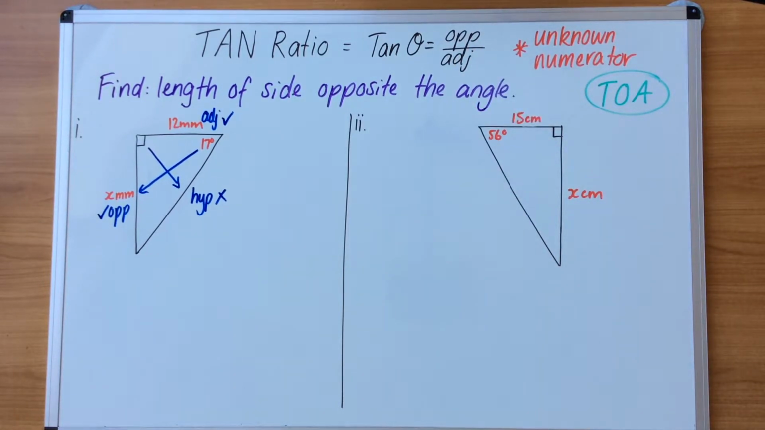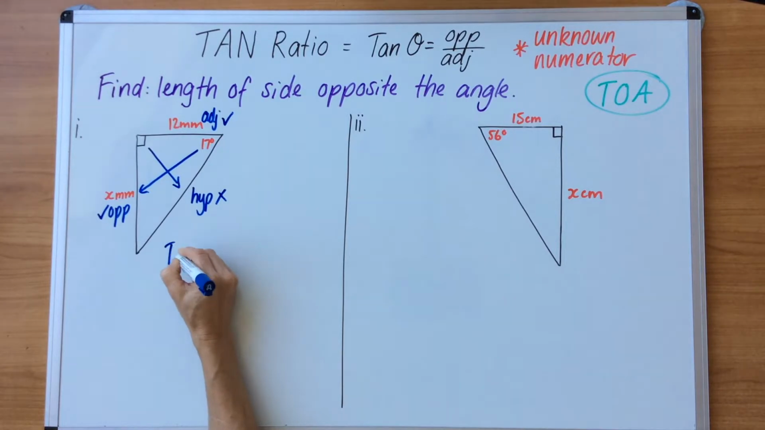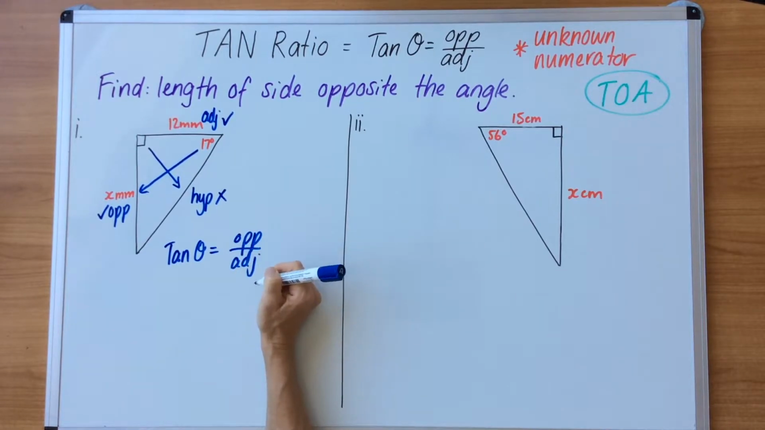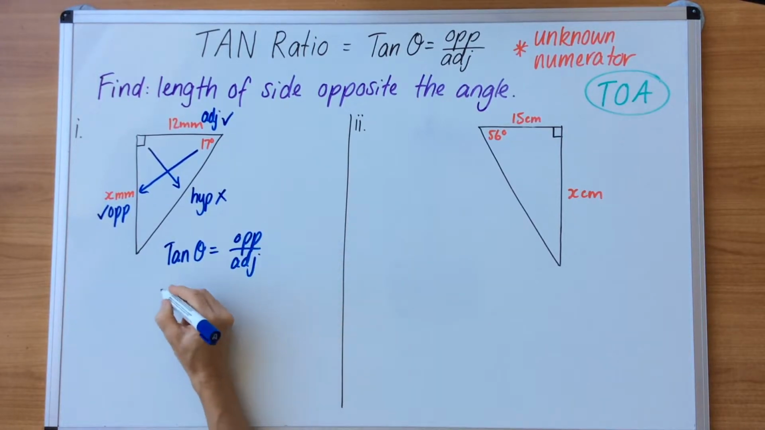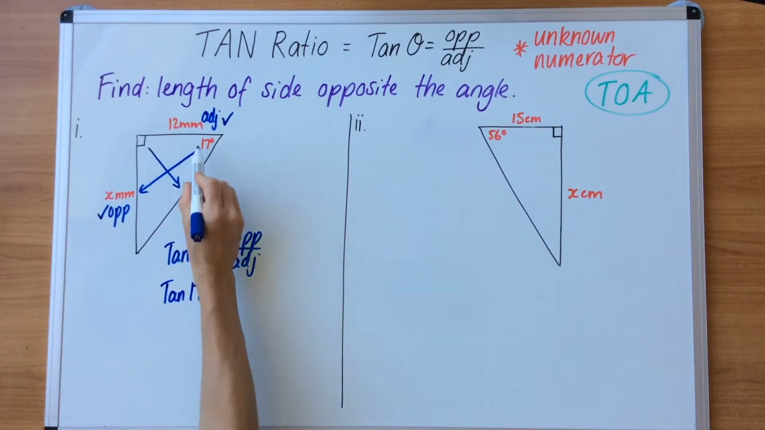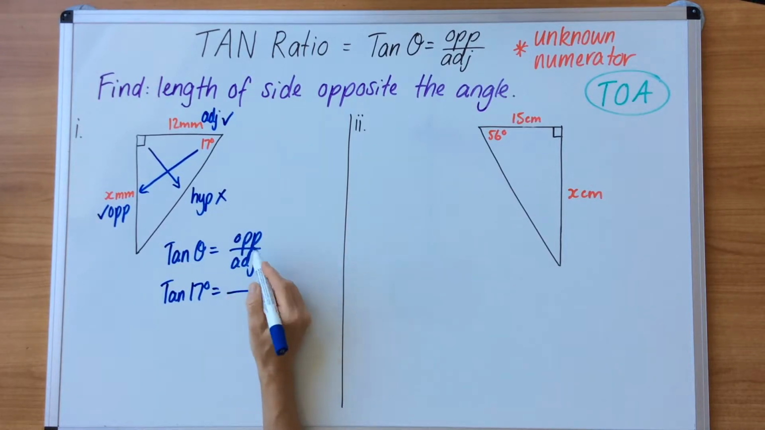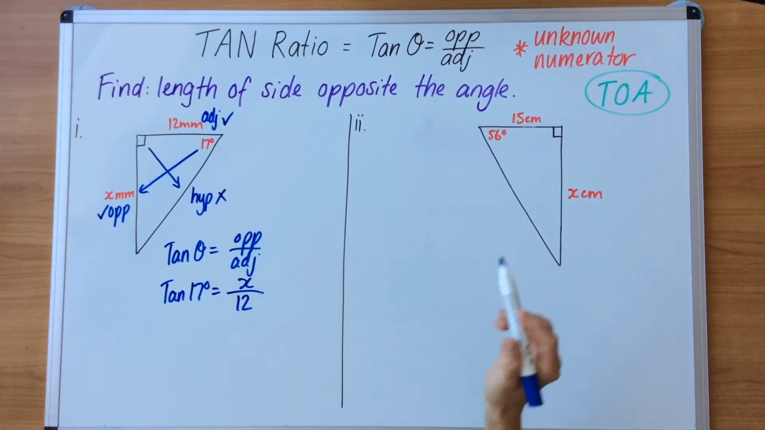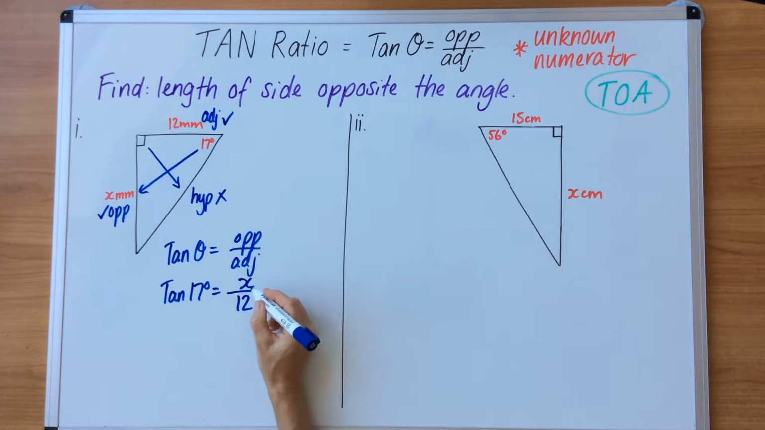So I need to write the rule. We start here: tan theta equals opposite over adjacent. We always start with the rule, and the next line is our substitution. So it's tan 17 degrees equals, because theta represents the angle, and now I've put the degrees in there. And now I put the opposite measurement, which is X, and the adjacent measurement, which is 12. Again, we're focusing on the unknown numerator, which is why X is sitting on the top here.